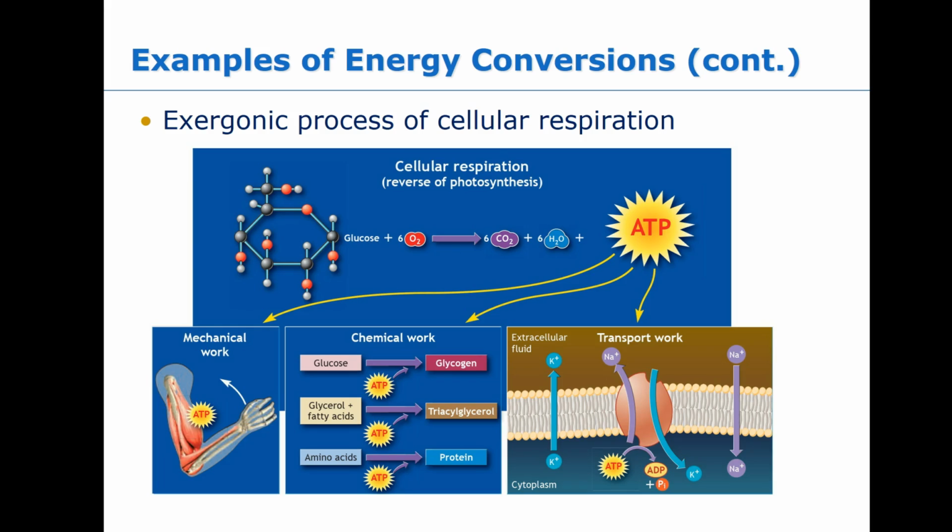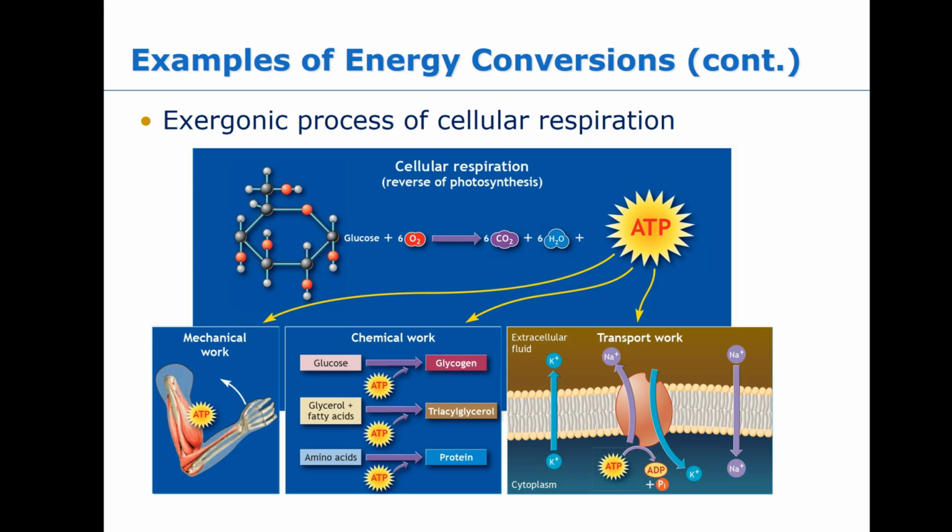For example, when we are converting glucose into glycogen. So when we have free-floating glucose within the blood and it's being stored within the muscle or the liver, and ATP is present there, our body is performing chemical work.